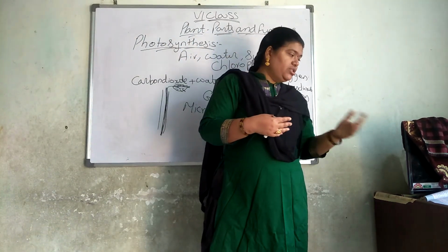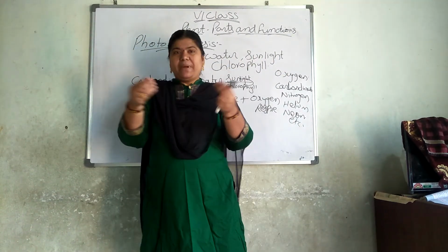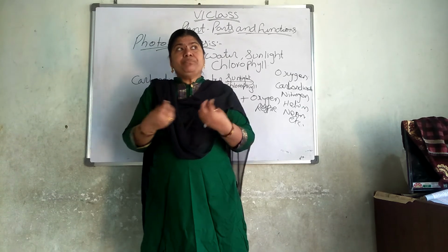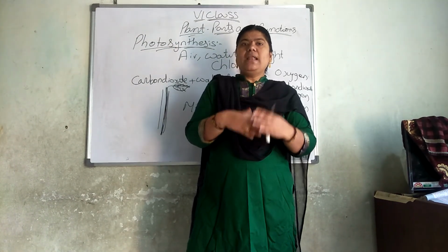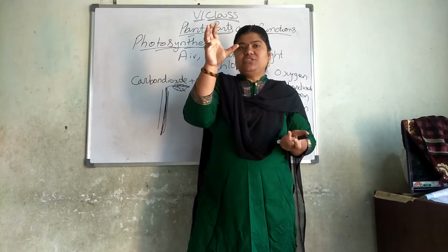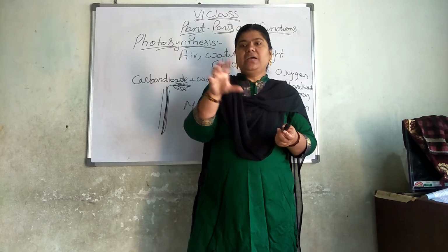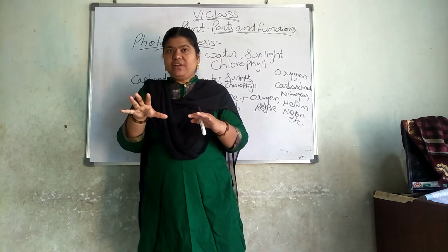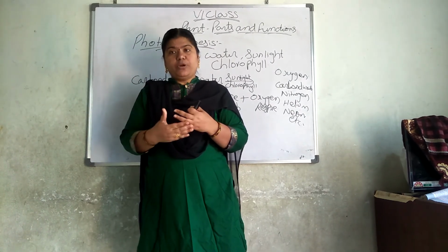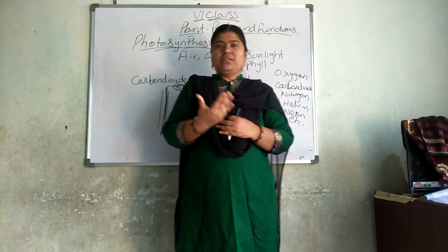The flower has petals, sepals, pollen grains, then anther. These all are present in the flower, and in 7th class we will learn about the parts of the flowers, how self-pollination and cross-pollination take place. These all things we will discuss.